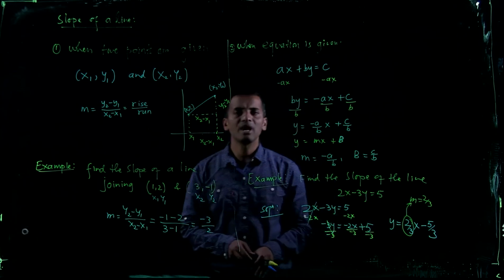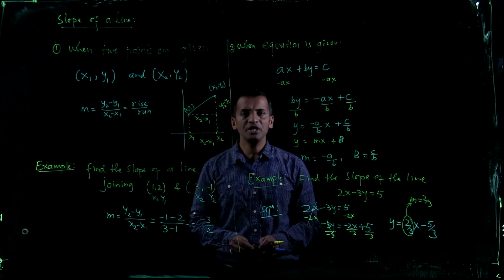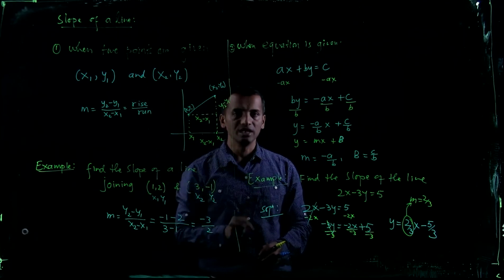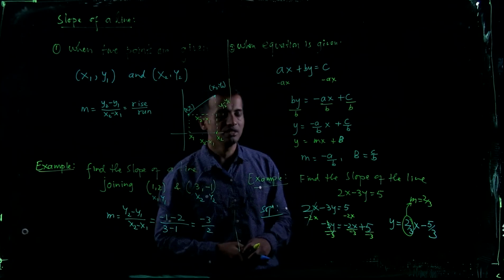So this is how we find the slope of a line if two points are given or if an equation is given.